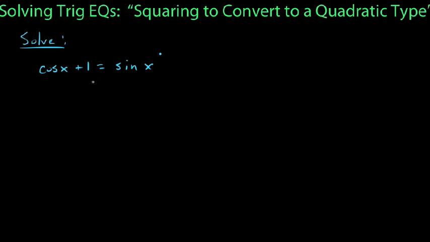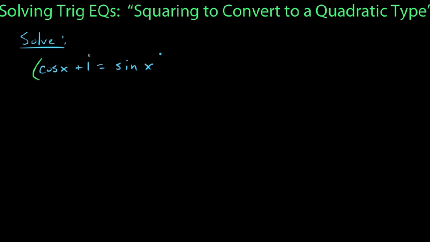So as a matter of fact, you see the title of the video here is Squaring to Convert It to a Quadratic Type. And that's going to be our method. So when we're in a situation where we have more than one type of trig function in which neither of them are quadratic, then what we'll do is this: we'll square both sides. And so let's go ahead and get started. I just want people to see what this looks like.